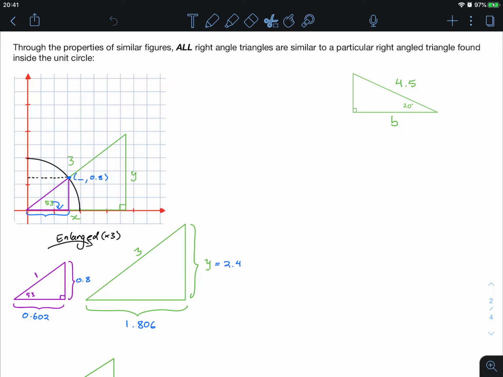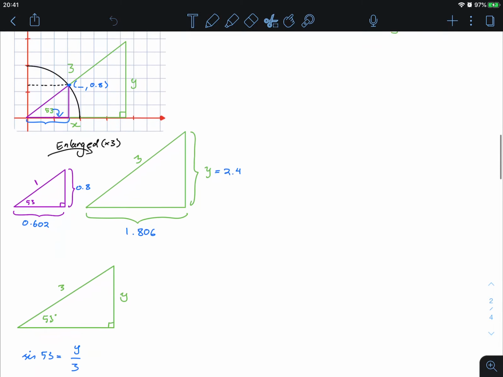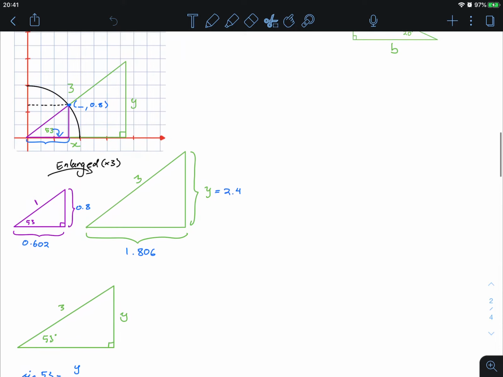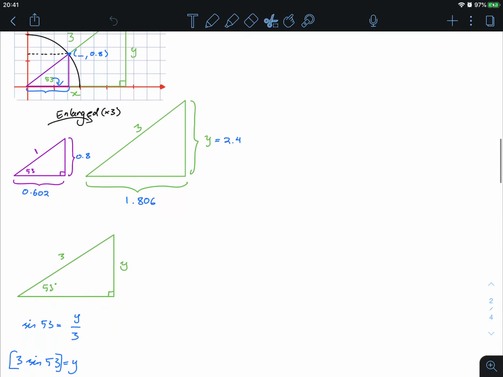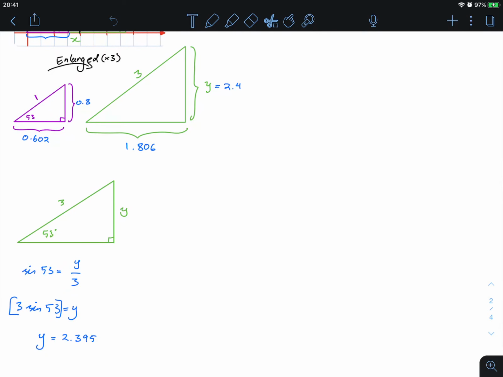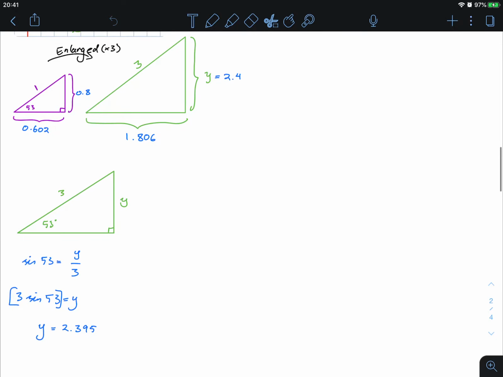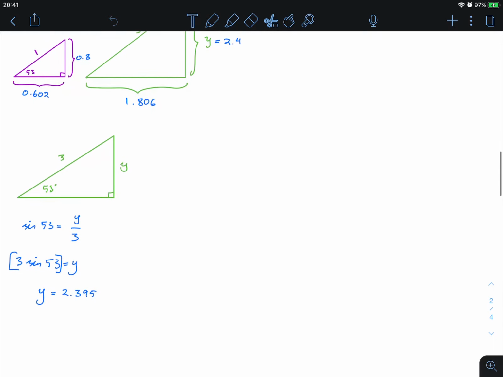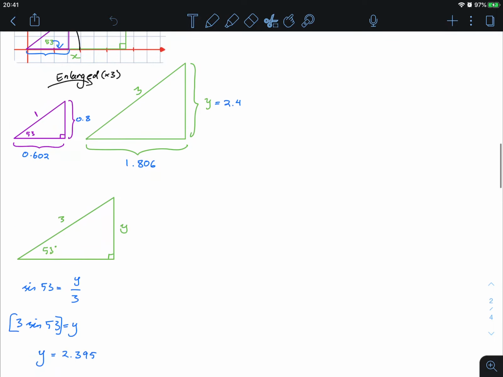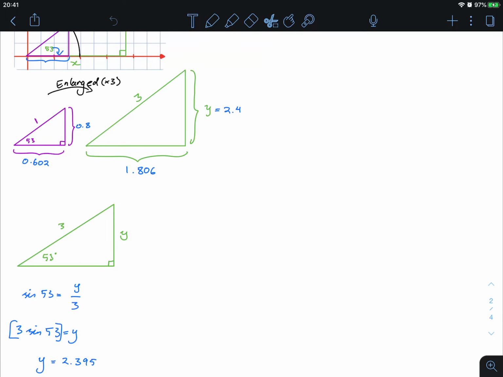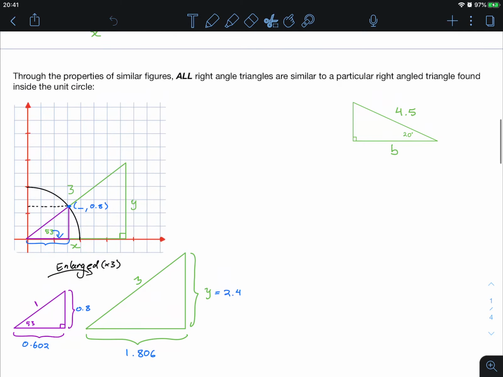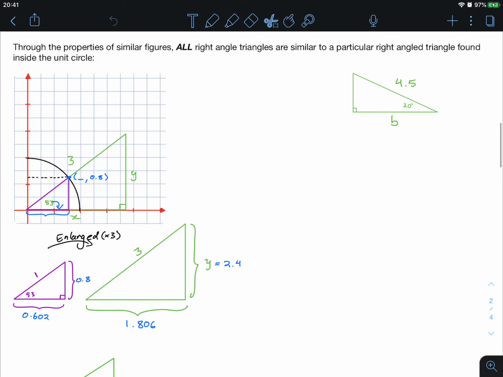Hello class, this is a video tutorial continuing on trigonometry and the unit circle, part 2. In the previous video we saw how larger triangles are actually similar to triangles that are found inside the unit circle, and how we could possibly calculate missing sides of triangles by hand. So I'm going to do another demonstration of this to hopefully get our understanding of this further.